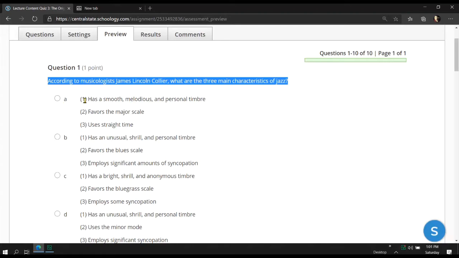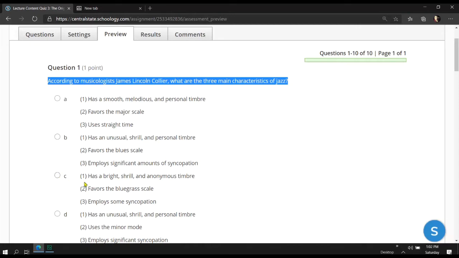A. 1, has a smooth, melodious, and personal timbre. 2, favors the major scale. 3, uses straight time. Or B. 1, has an unusual shrill and personal timbre. 2, favors the blues scale. 3, employs significant amounts of syncopation.